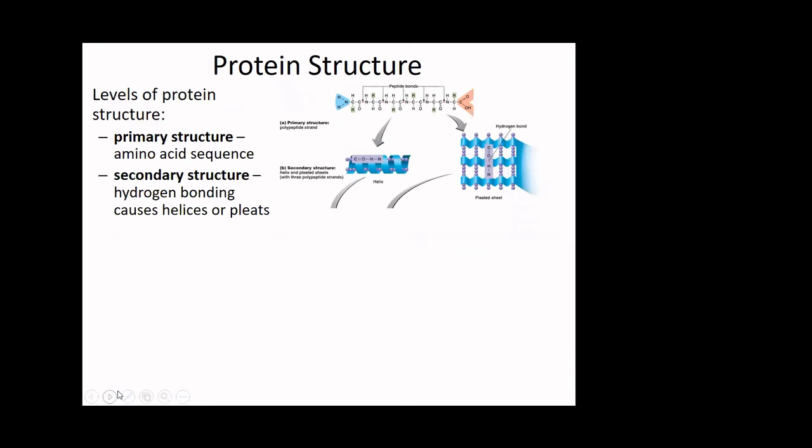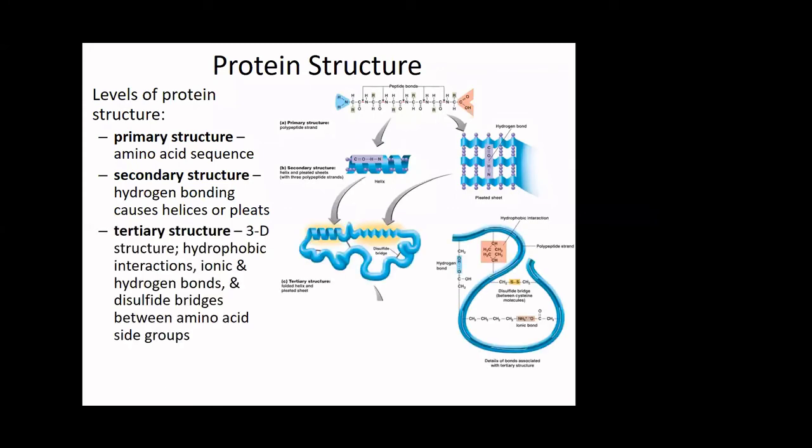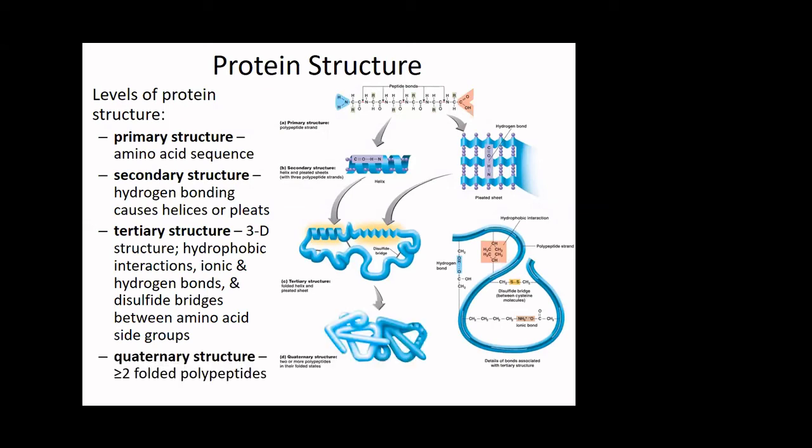Once you have your primary structure made, it starts folding up or curling up into helices or pleated sheets. That's your secondary protein structure. Those fold up into these big 3-dimensional globs. That's your tertiary structure. And sometimes you have multiple tertiary structures that associate together, and that's called quaternary structure.